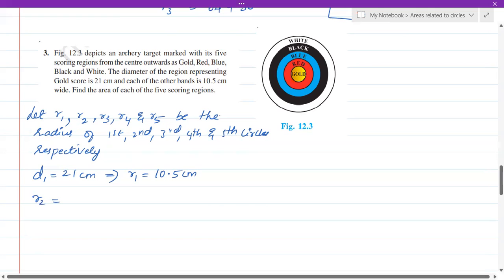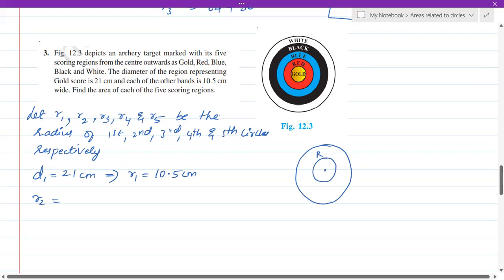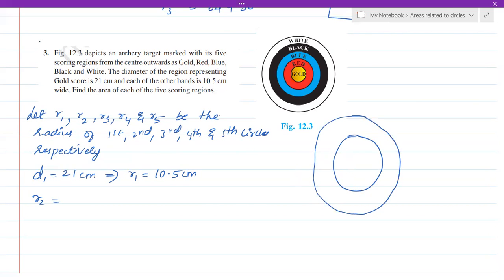R2 is the radius of the second circle. Let me draw it separately. See, this inner circle is the gold one and the outer circle is the red region, isn't it? Here we have red. Now the radius of this circle, let me point the center. Let me draw it big so that it will be easy to understand. Let's say this is the gold region, and this is the red region.